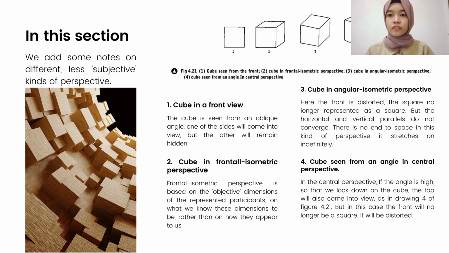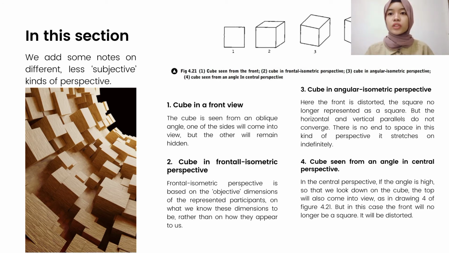For this reason, frontal isometric perspective is used in technical drawings, where it is important to be able to measure the dimensions of the represented object from the drawings. In frontal isometric perspective, there is not as yet a choice between involvement and detachment. It is the analogy, in visual terms, of the impersonality characteristic of scientific language.